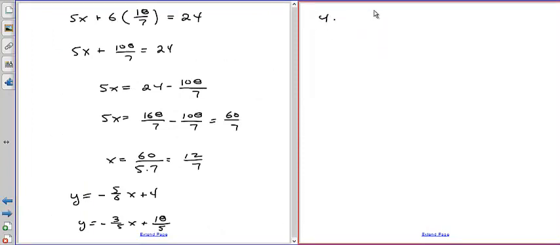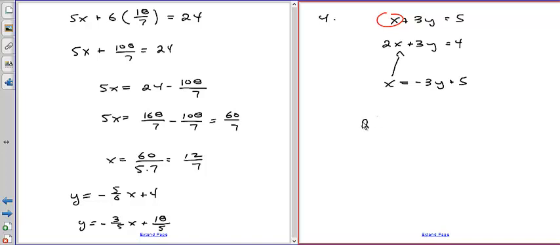The next three are substitution. So we've got the first one, which is x plus 3y equals 5, and 2x plus 3y equals 4. Now, you're looking for something that just has a coefficient of 1. So that's what I'll solve for. To solve for it means to move everything else to the other side. So we get x equals negative 3y plus 5, and then we'll substitute that in there. So you get 2 times negative 3y plus 5, plus 3y, is equal to 4. Multiply this out, so you get negative 6y plus 10 plus 3y is equal to 4.